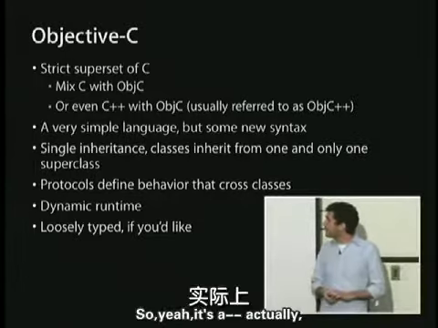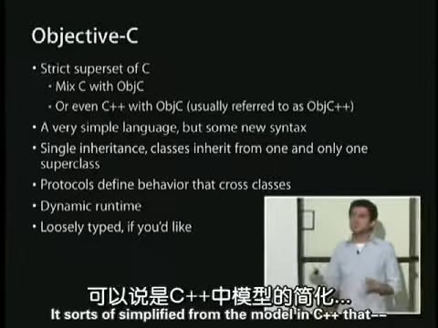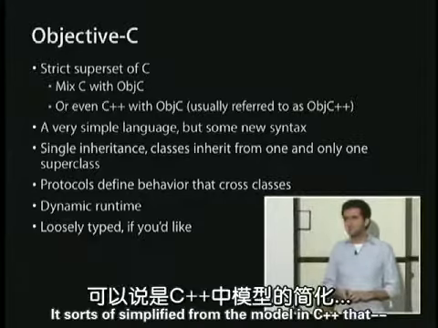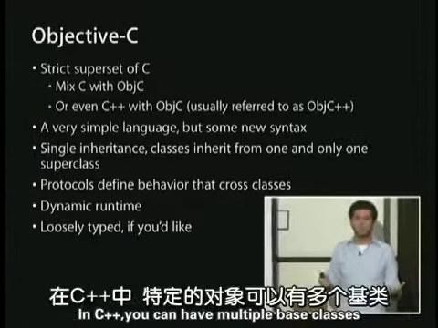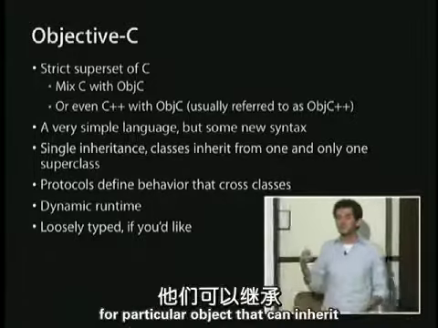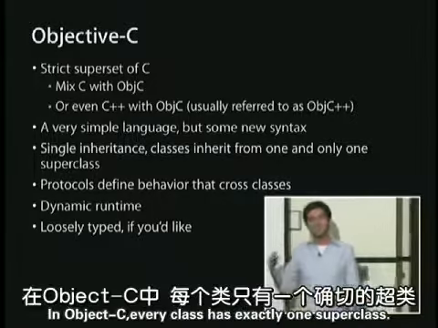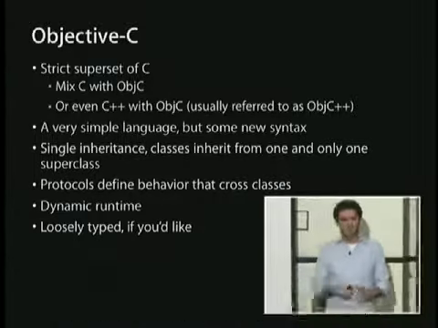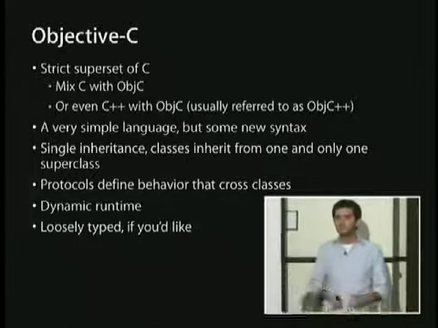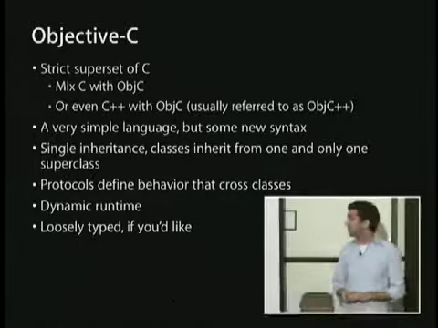So yeah, Objective-C only supports single inheritance. It's sort of simplified from the model in C++, where you may have dealt with multiple inheritance before. In C++, you can have multiple base classes for a particular object. They can inherit from two different classes. In Objective-C, every class has exactly one superclass. So the inheritance model is quite a bit simplified. It's a pretty straight chain from base class all the way up to its deepest superclass. There's only ever one.